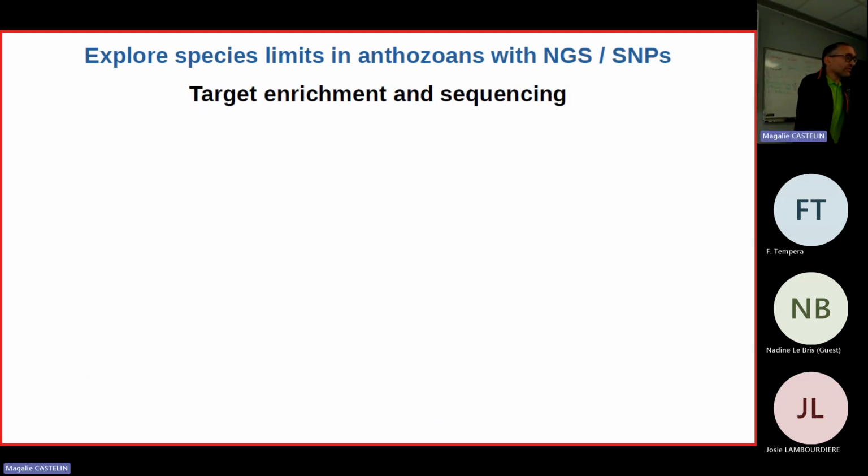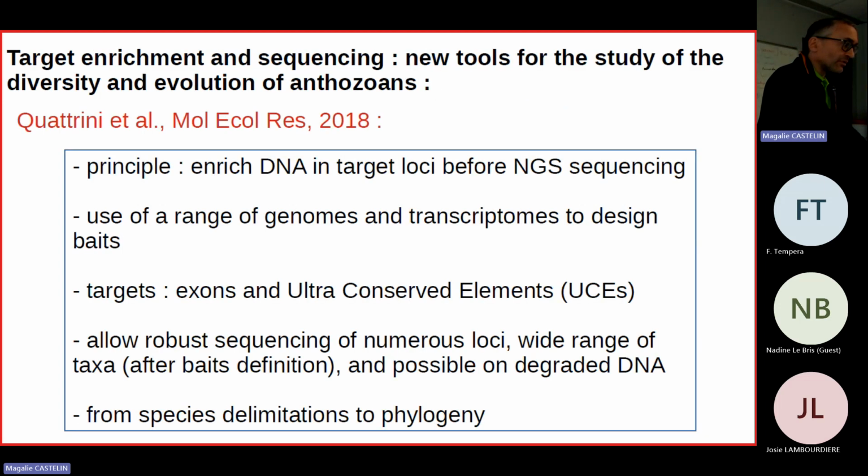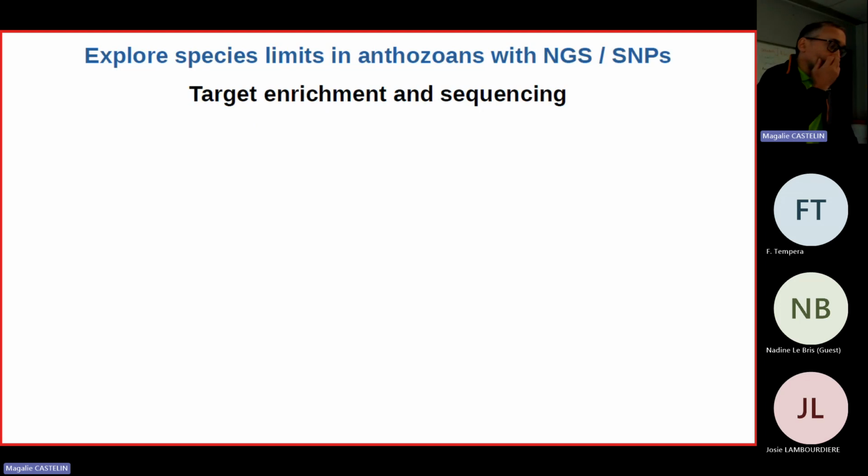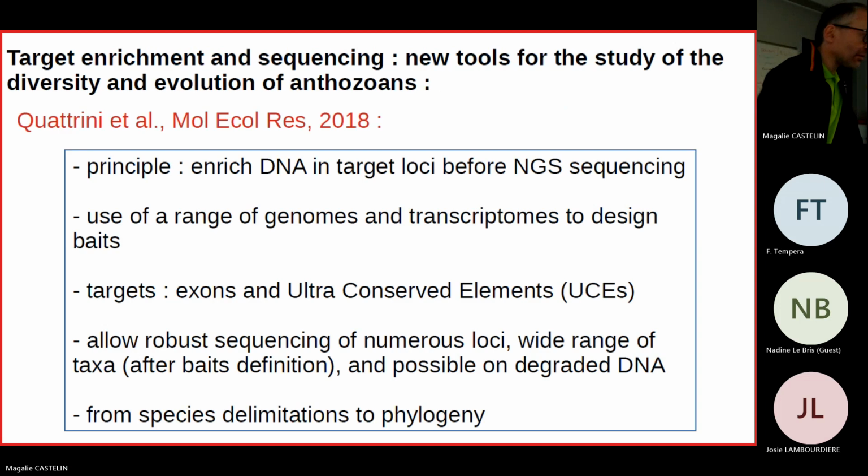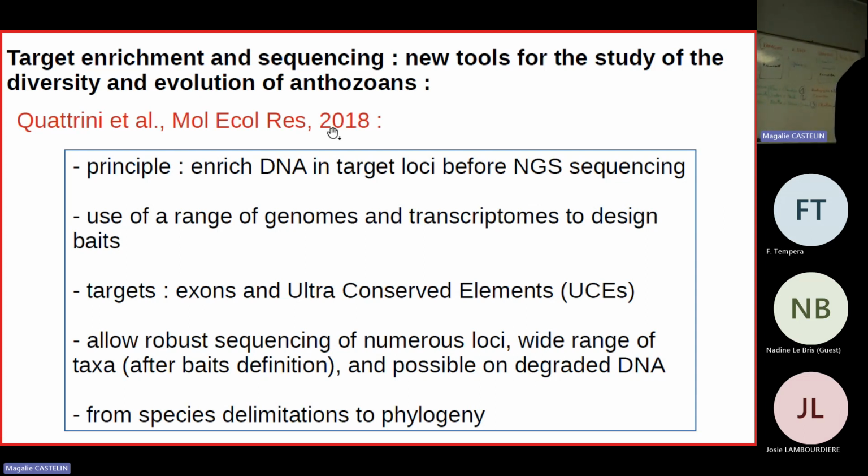Another approach is what we call target enrichment and sequencing. I will talk about that, about octocorals. Eric talked about that this week, about these ultra-conserved elements. So the idea here is that you will sequence DNA, you take the whole DNA of a sample, but before sequencing, you will enrich DNA in what you want to analyze.